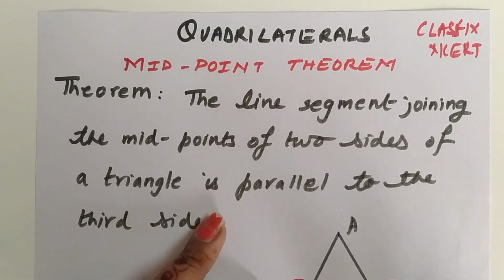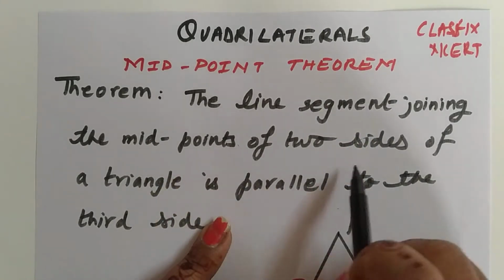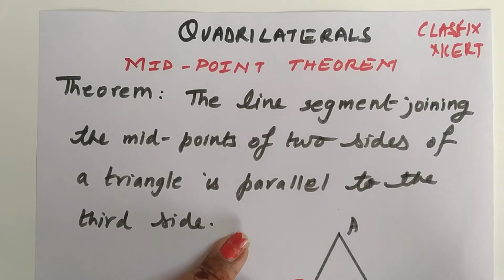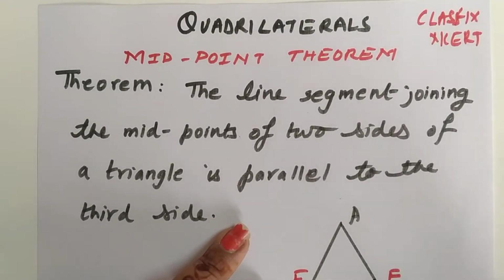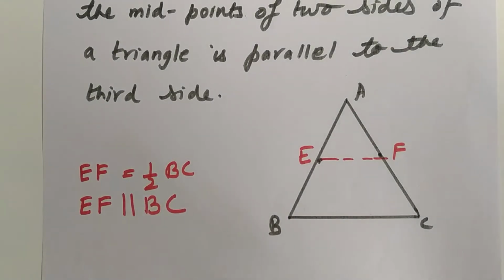So let's read the theorem. What is the theorem? The line segment joining the midpoints of two sides of a triangle is parallel to the third side. It means, as we know, we have a triangle having three sides. According to the midpoint theorem, if we join the midpoints of two sides, then that line segment will definitely be parallel to the third side of the triangle and half of the third side.